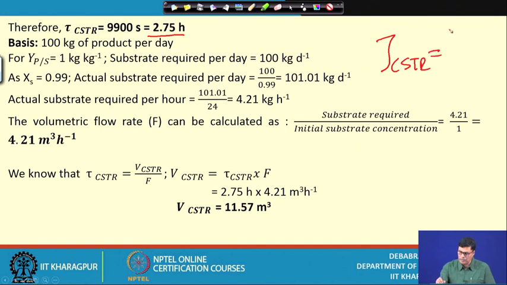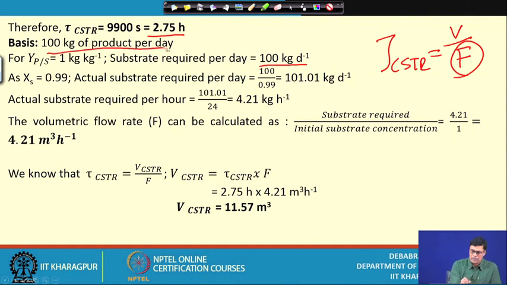Equal to V by F. Am I right? What is F? F is the volumetric flow rate. Now here we shall have to find out the volumetric flow rate. How can you find it out? How much substrate are you using per day? 100, because 100 kg of product per day.